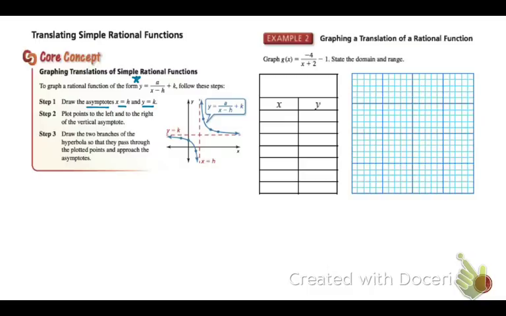Then you're going to plot points to the left and the right of that vertical asymptote. Then you're going to draw your two branches of the hyperbola so they pass through the points and they approach but do not touch or cross the asymptotes.